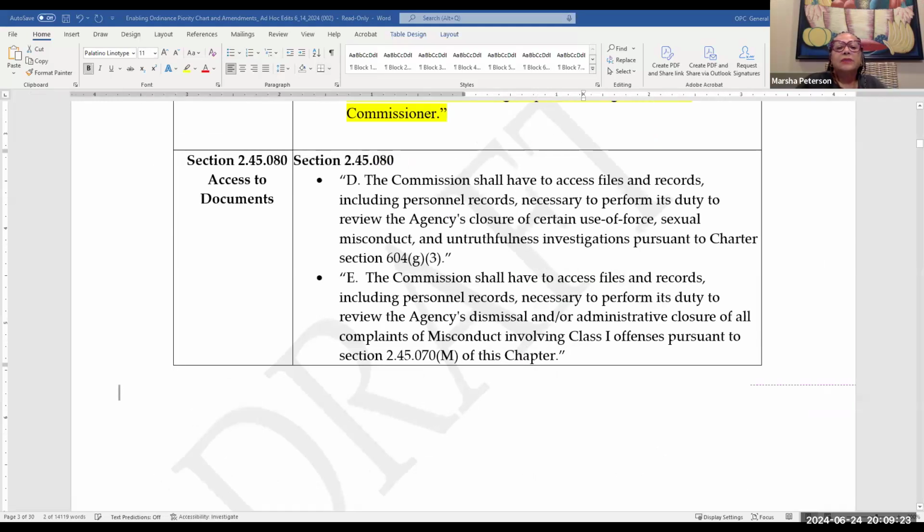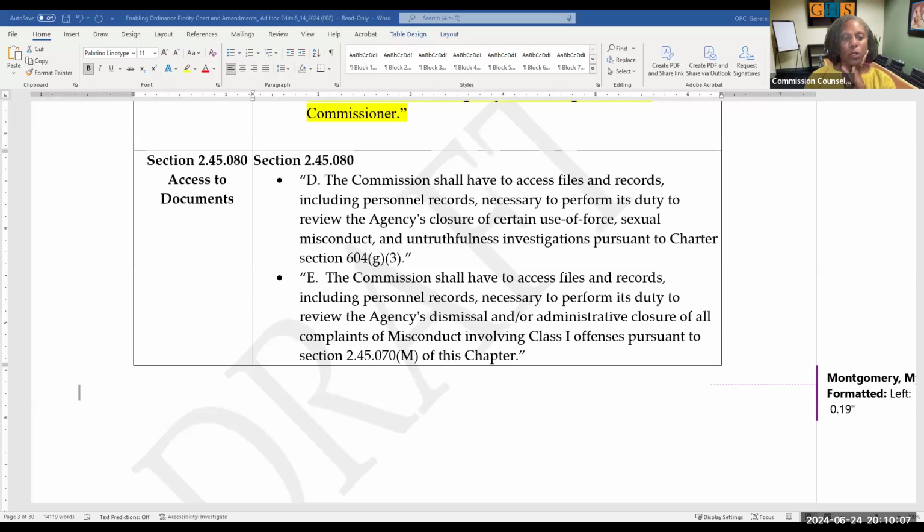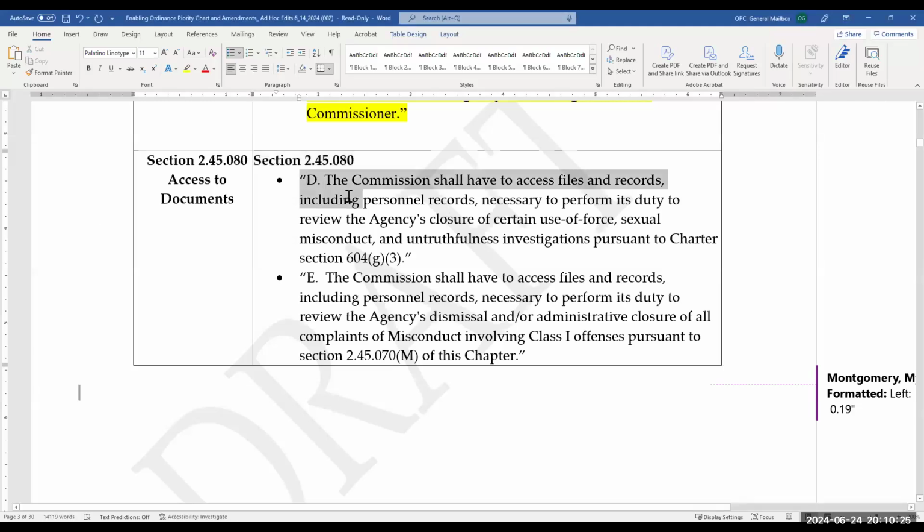2.45.080, access to documents. The commission shall have to access files and records, including personal records necessary to perform its duty to review the agency's closure of certain use of force, sexual misconduct, and untruthfulness investigations pursuant to Charter Section 604 G3. What precedes this? Is this just a listing of what we should have access to? And we've added D and E? Yes, section 2.45.080 is access to documents, and there's A, B, C, and we've added D and E. Something's wrong with the wording, so I would first reverse the words to access. Yes, it would read, the commission shall have access to files and records.